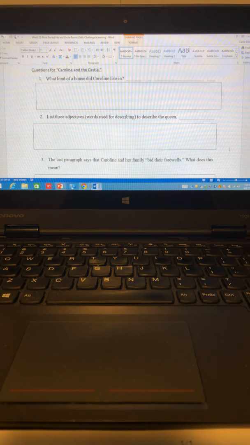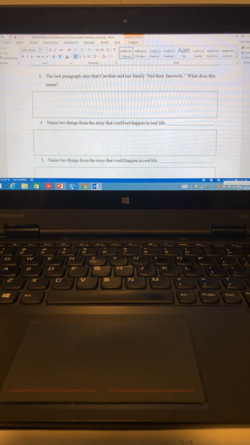Your assignment is to answer the next 5 comprehension questions that go with Caroline and the castle. Number 1, what kind of house did Caroline live in? Be very specific. Give me details from the reading. Number 2, list 3 adjectives to describe the queen. So if you had to use your own words to describe the queen, what would you use to describe her in this short story? I need 3 or more.